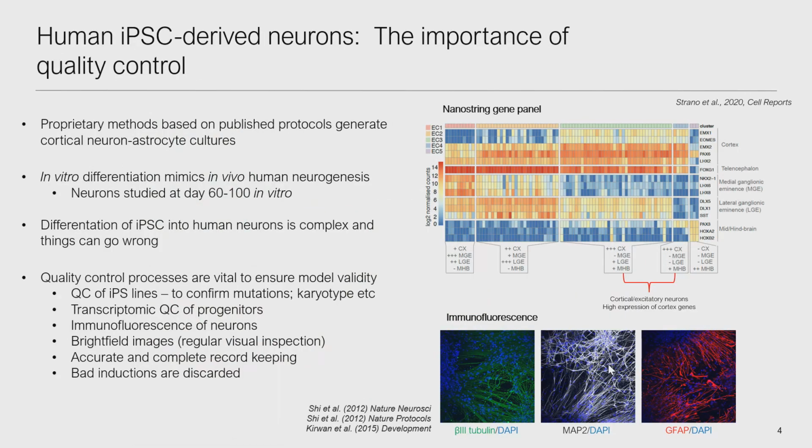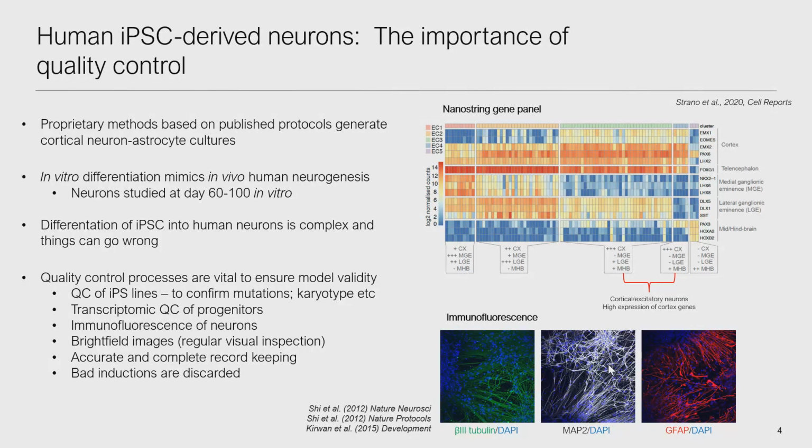Again, before I move on to data, I just wanted to stop and highlight the importance of quality control. Now, QC is really important in many different aspects of scientific research, but particularly with iPS-derived systems that are extremely complex and can take many months to generate cells. It's really important to make sure that we understand what we're looking at and that we have really reproducible protocols.